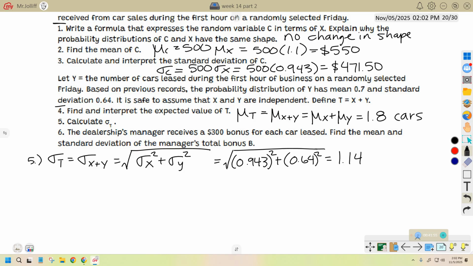1.14 what? Cars. Yeah, we're still looking at number of cars. So on an average day, I'm somewhere between 0.6-ish cars and almost 3 cars. Yeah, within about 1 standard deviation on either side. Yeah, good.